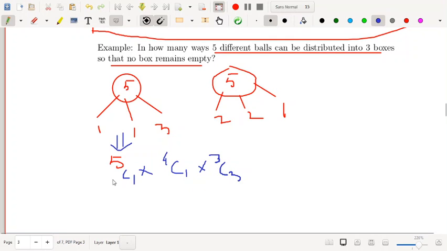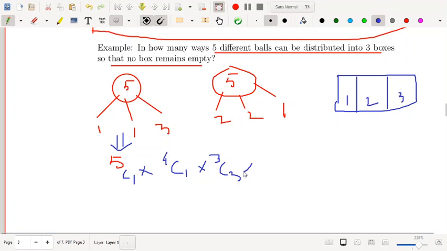So I am explaining this. Suppose there are 3 boxes, different boxes, 1, 2, 3. So these are different boxes 1, 2, 3. For the first box you put one different ball. So how many ways? 5C1. Next box, remaining balls are 4, so 4C1, and the remaining 3 balls you can put in the third box, 3C3.